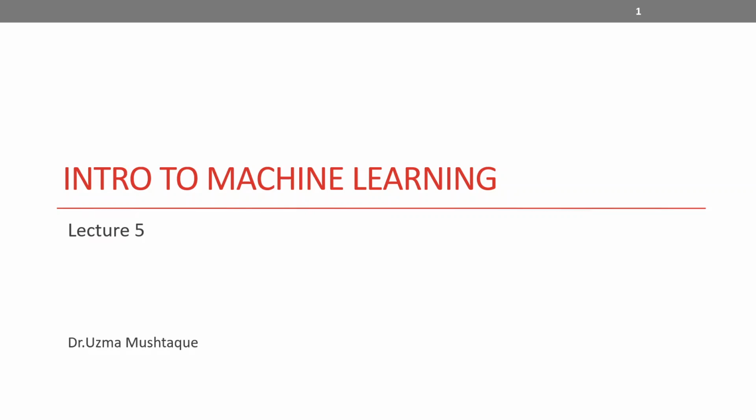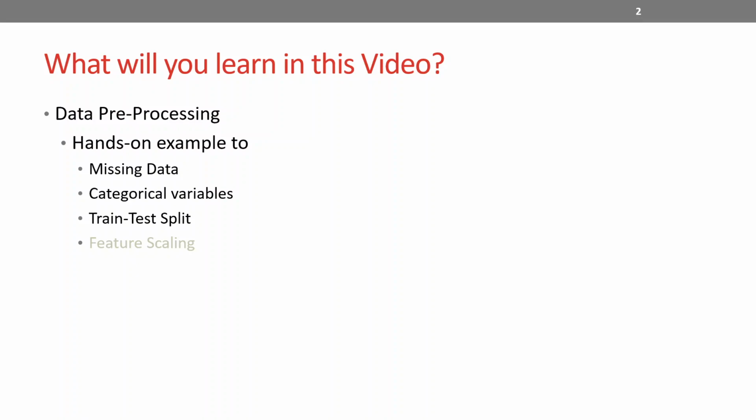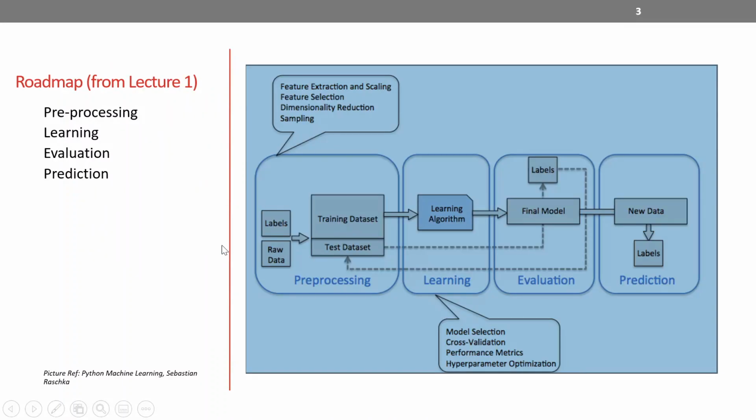Hi everyone, this is video 5, or rather lecture 5, in the Intro to Machine Learning series. Remember we were talking about data pre-processing in the previous video, so we are continuing that. We talked about how to deal with missing data and categorical variables, and now we're talking about something called train test split. This is an essential part of our roadmap, if you remember this picture, right?